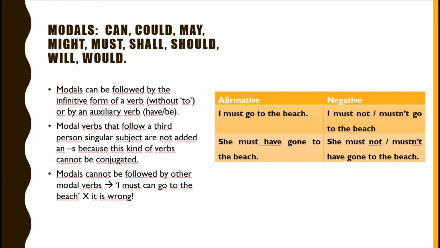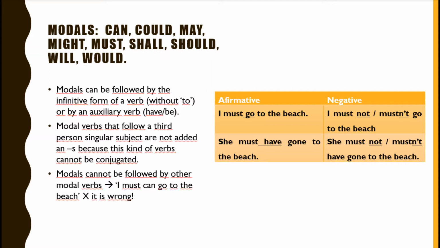Let's see some examples. I must go to the beach. In this case, the modal verb must is followed by the infinitive form of the verb go without to. Let's see another example. She must have gone to the beach. In this case, the modal verb must is followed by an auxiliary verb, have.